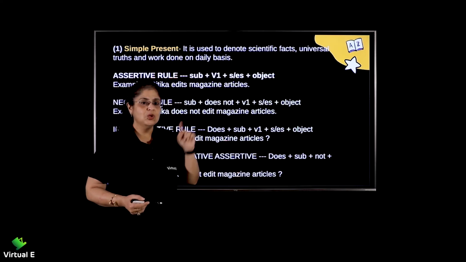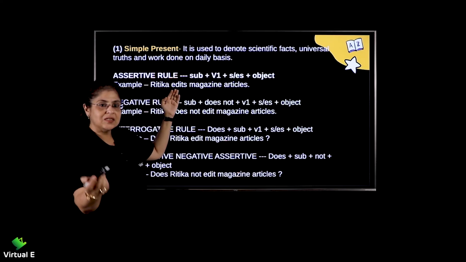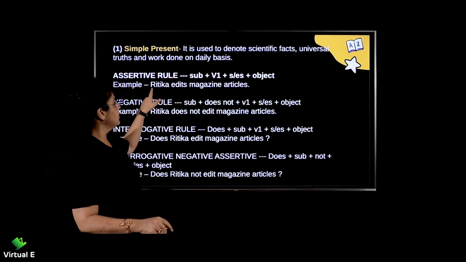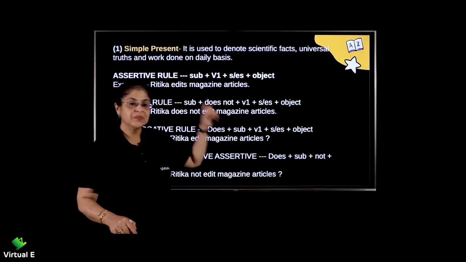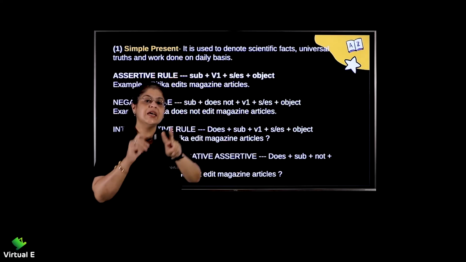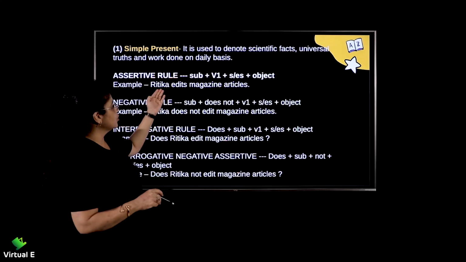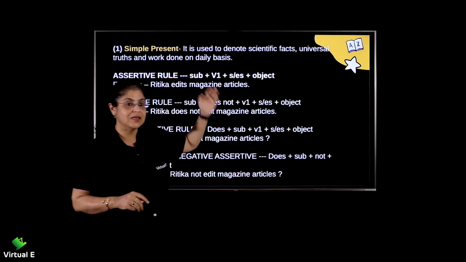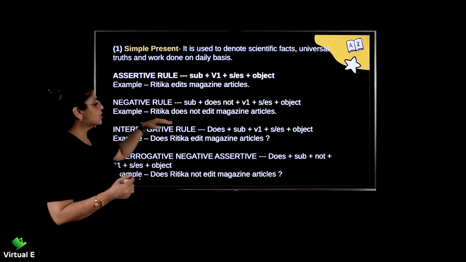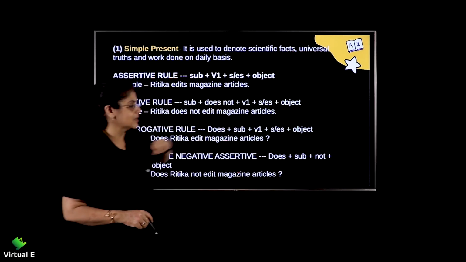By the way, do we know how to get our objects? No. Can I quickly just tell you about this? So, I'll give you a very simple clue. You should know your object. Ritika edits what? Ritika edits whom? You have to frame two questions. If you get the answer to any one of these, that is your object. So, here magazine articles is the object, right? So, coming back, Ritika does not edit magazine articles.